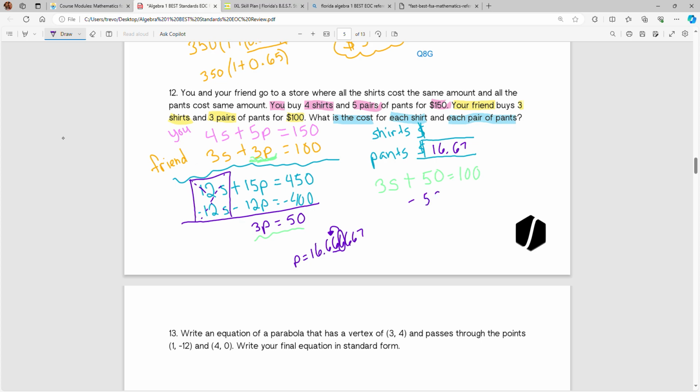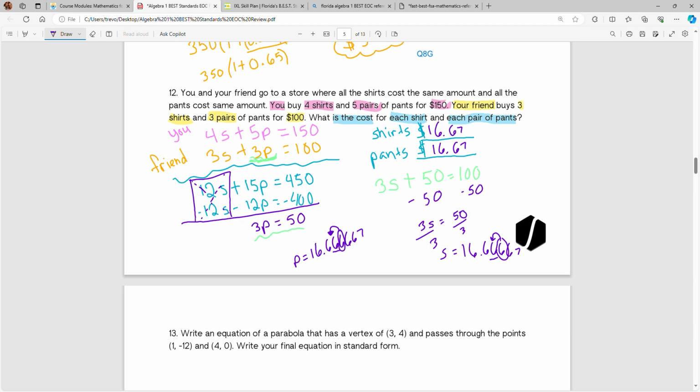So take away 50 on both sides of my equation. Leave me with 3s equals 50. Oh, look at that. Pants and shirts cost the same amount. Divide both sides by 3. Each shirt costs 16, and then this is going to keep going on, and we're going to round just like we did for the pants, the same value, round to the hundredths place, thousandths place tells the 6 to go up by one more, 16 and 67 cents.